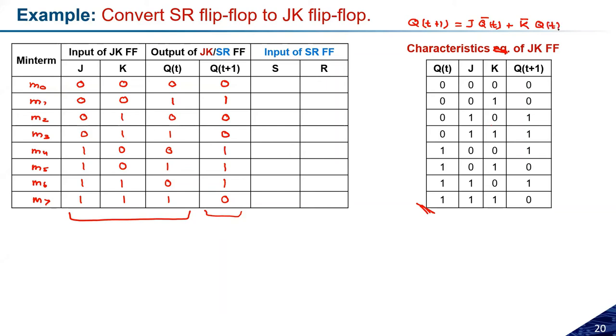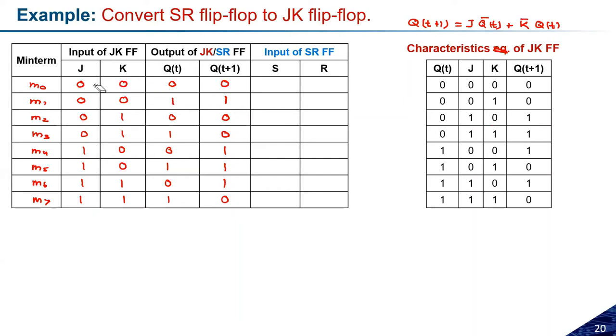Okay, so if you see here, for all the combinations you have J, K, and QT, so you can calculate the QT plus one. If you don't want to go with this characteristics table, you can also use this characteristics equation to prepare this column. So this is what you can do. Both are fine. It is not required that you write the characteristics table directly from the characteristic equation. You can do that.